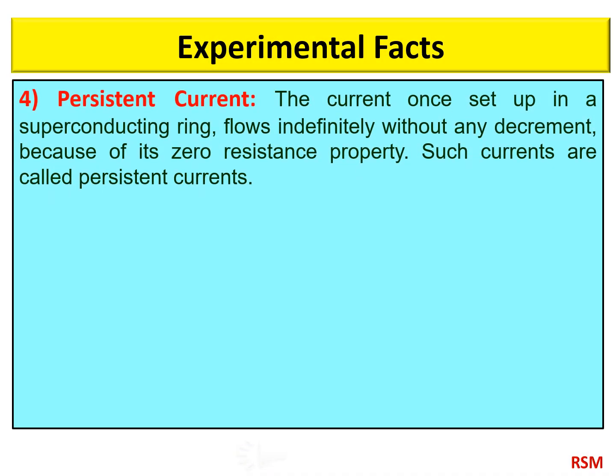Persistent current. The current once set up in a superconducting ring flows indefinitely without any decrement because of its zero resistance property. Such currents are called persistent currents.